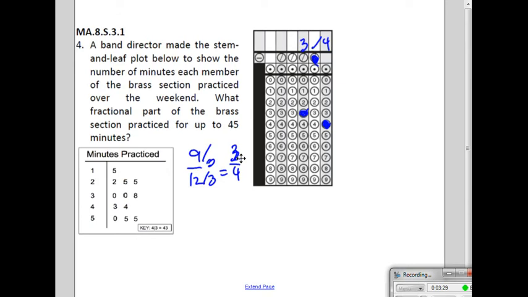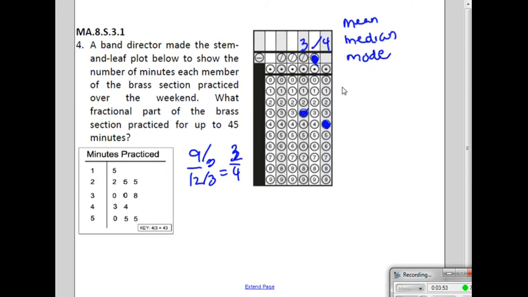Now, let's look at some other statistics. Again, we've already answered the question. The answer to number 4 is 3 over 4. But let's look at some other statistical data that we could have pulled from this. They could have asked us for the mean, the median, or the mode. Let's start with the mode because that's the easiest one to find.